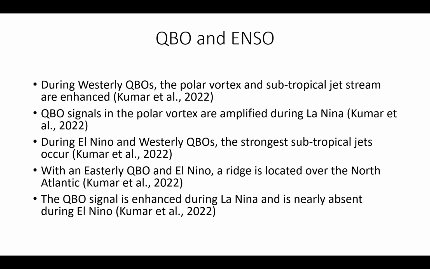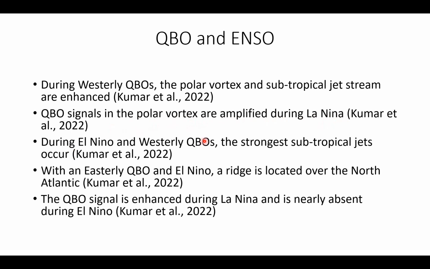Now, what happens if we combine QBO and the El Nino Southern Oscillation, the ENSO? During westerly QBOs, the polar vortex and subtropical jet stream are enhanced. When I say enhanced, I mean stronger. So the polar vortex is actually stronger during westerly QBOs, and the subtropical jet stream is also stronger. QBO signals in the polar vortex are amplified during La Nina. Well, that's interesting. So we're saying during La Nina winter seasons, the QBO signals for the polar vortex are more amplified, courtesy of Kumar et al. 2022.